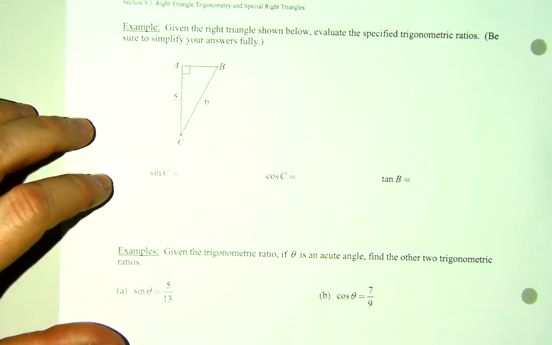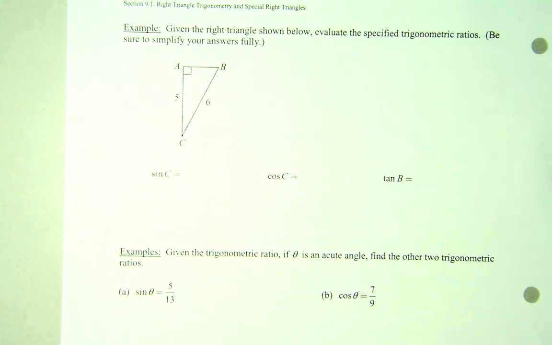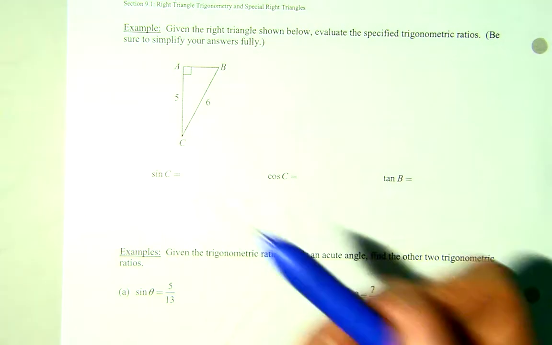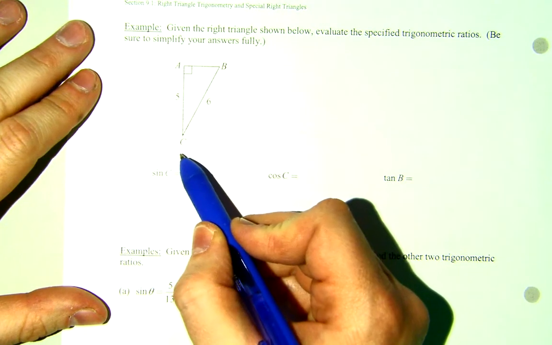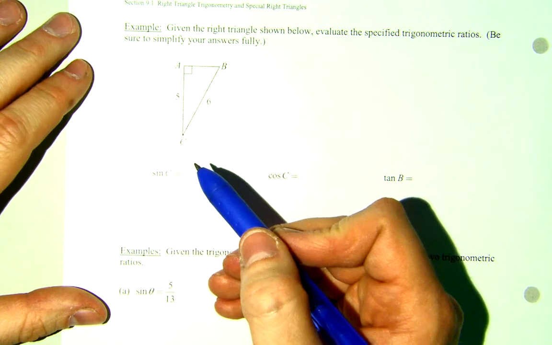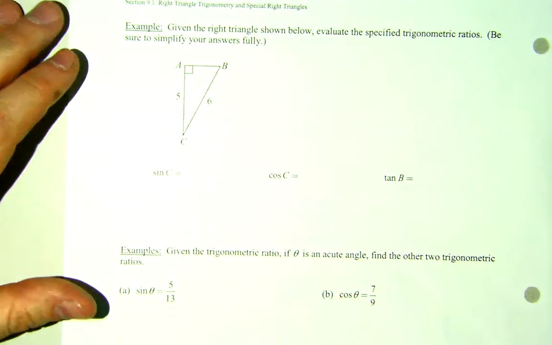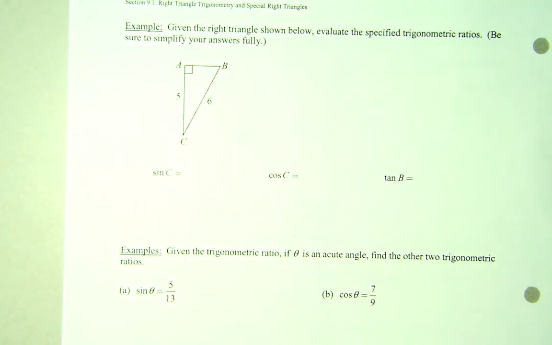So we've got a triangle, and we need to find the sine of C, and the cosine of C, and the tangent of B. So easy enough, the sine of C is the opposite. What's the opposite? Here's the thing. I don't necessarily have to tell you all 3 sides of a right triangle. I only have to tell you 2.